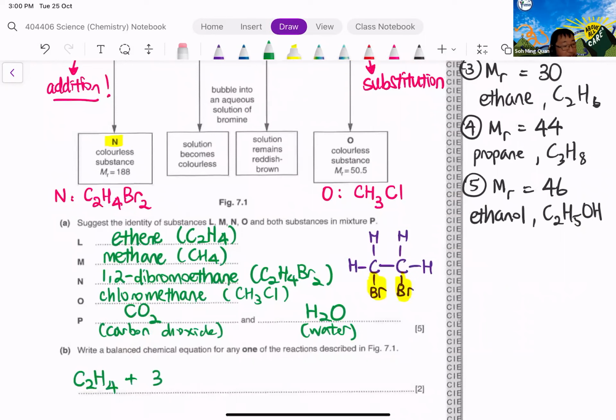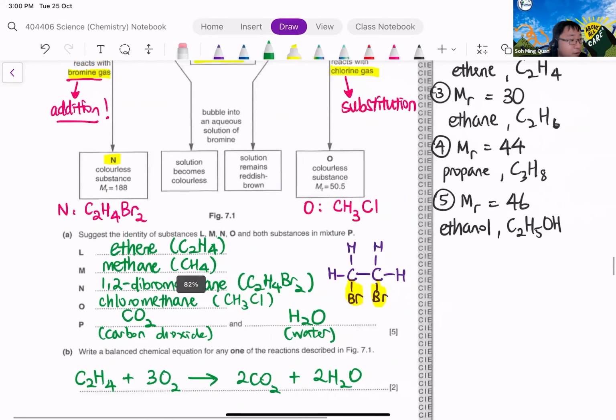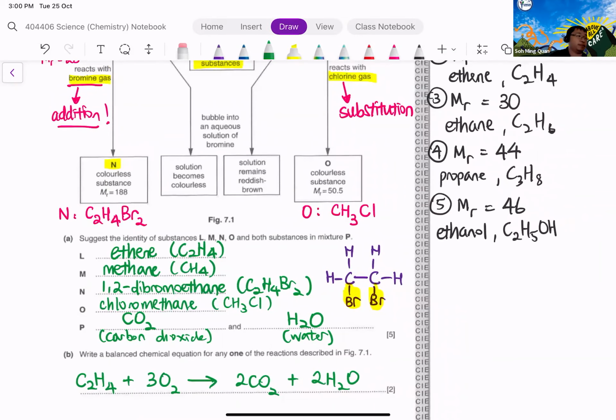Just choose any equation. I'm just going to randomly choose something. Yeah, you can write substitution, you can write addition. So I'm choosing to write combustion because that's something that I remember. All right. So with that, let me just keep this for a while so that you can copy down. Okay, once you're done, can you give me a thumbs up so that I know you're done?